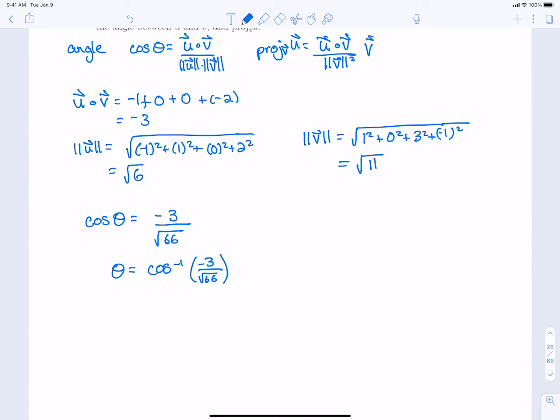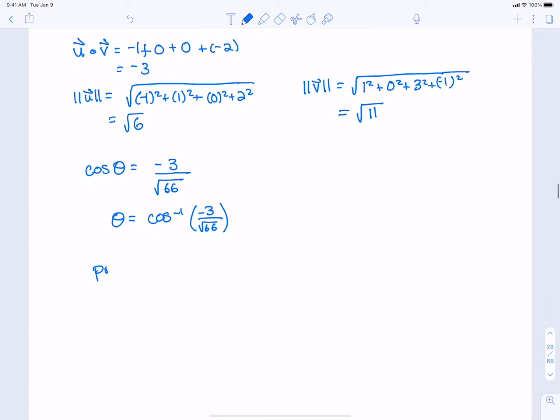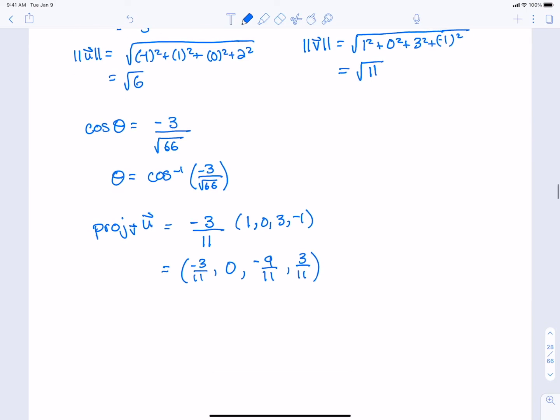Okay, and then just as easily I can say my projection of u on v will be that same dot product, negative 3, over the magnitude of v squared, so that'll just be 11, multiplied by v, which is 1, 0, 3, negative 1. So it is negative 3 over 11, 0, negative 9 over 11, and positive 3 over 11 for my final answer.